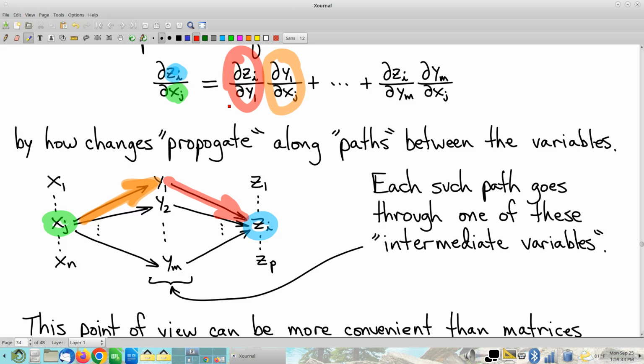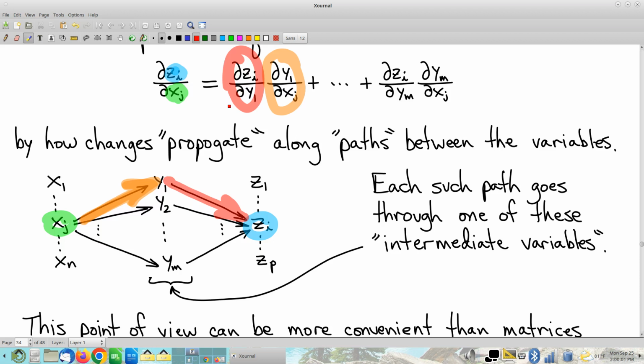And there was another hand, yeah. So did you say that the change in zi has to be greater than the change in y? No, it gets multiplied by a factor. That factor could be less than 1, could be greater than 1. Could be negative. Yeah.